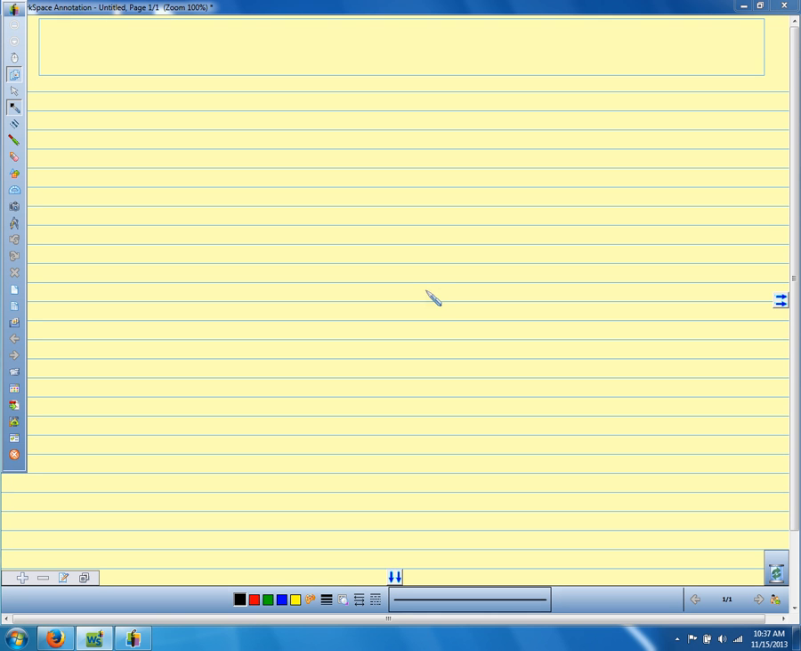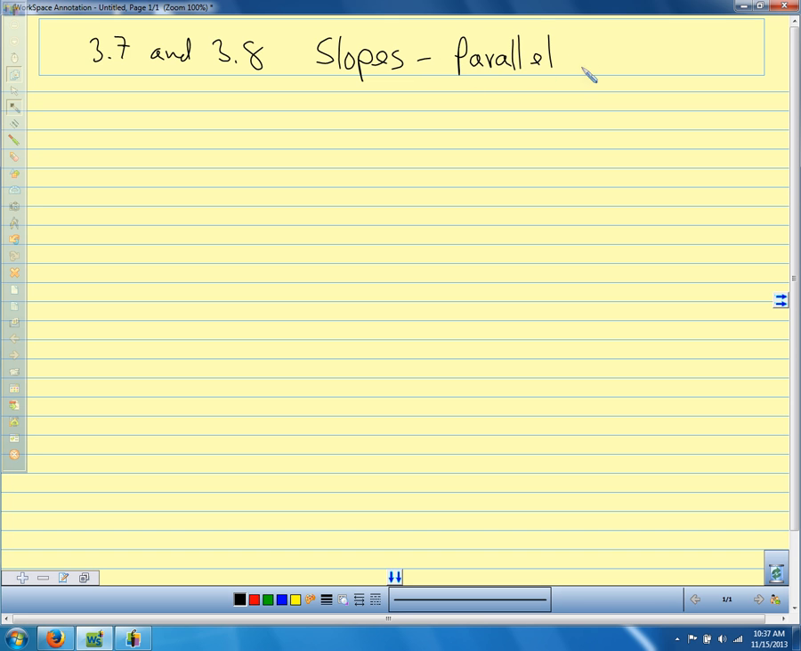This is a section of chapter 3, where we're combining 3.7 and 3.8. We're talking about slopes with parallel and perpendicular lines, so we're going to be using the equations of lines.